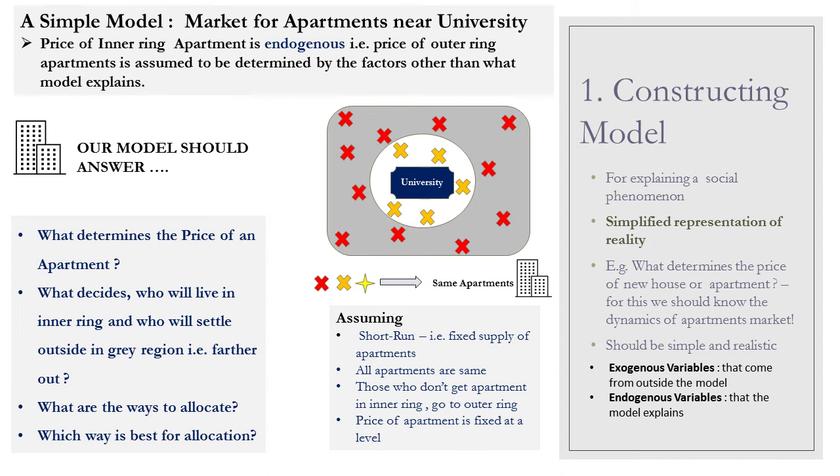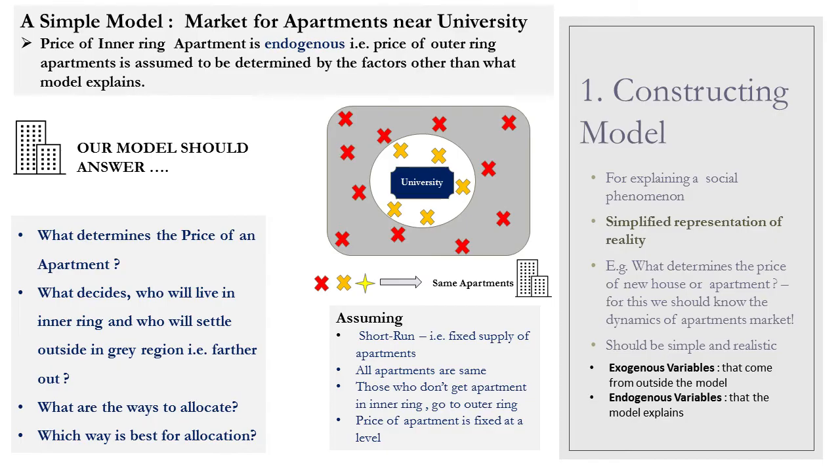To make a model simple and realistic, first of all, we are assuming in the example that we are talking about the short run. What I mean by that is that the supply of apartments, the number of apartments being offered, remains fixed during this period of time. So there cannot be any change in the capital or any kind of resource by which the supplier of the apartments can offer more apartments, okay?